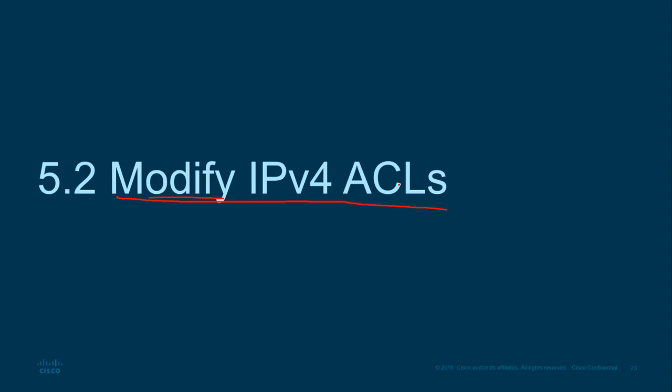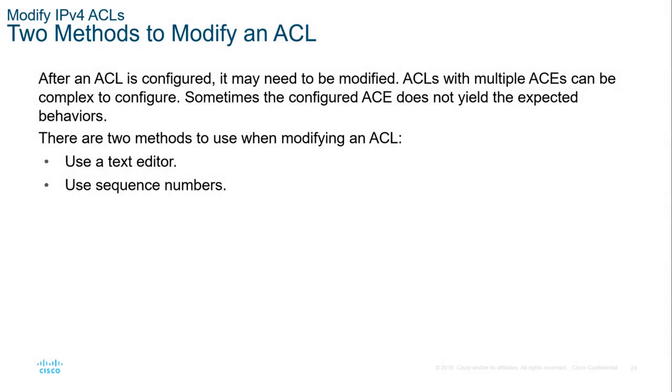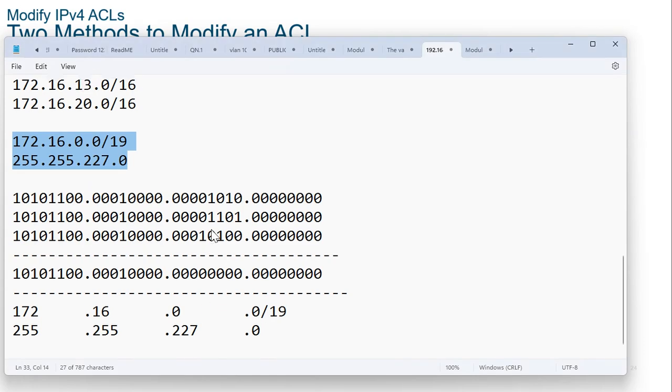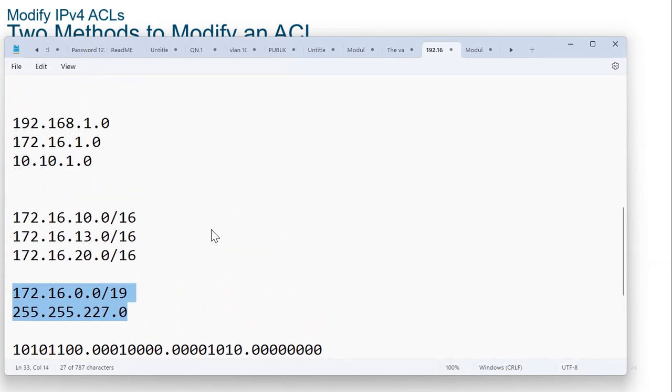It was permit, now you're denying it, all such sorts. So there are two methods to modify an access control list: we can use a text editor or use sequence numbers. Text editor, I already showed you. You put your access control list there, you edit it, and once you're done, you copy and paste it to the other side.